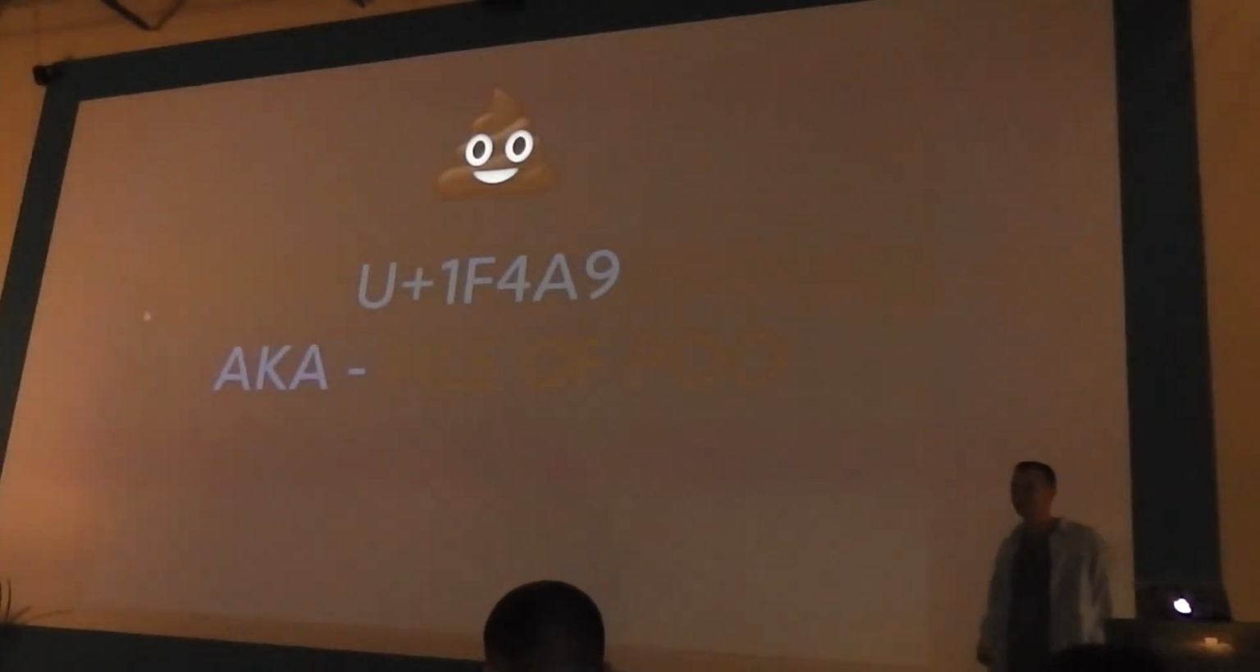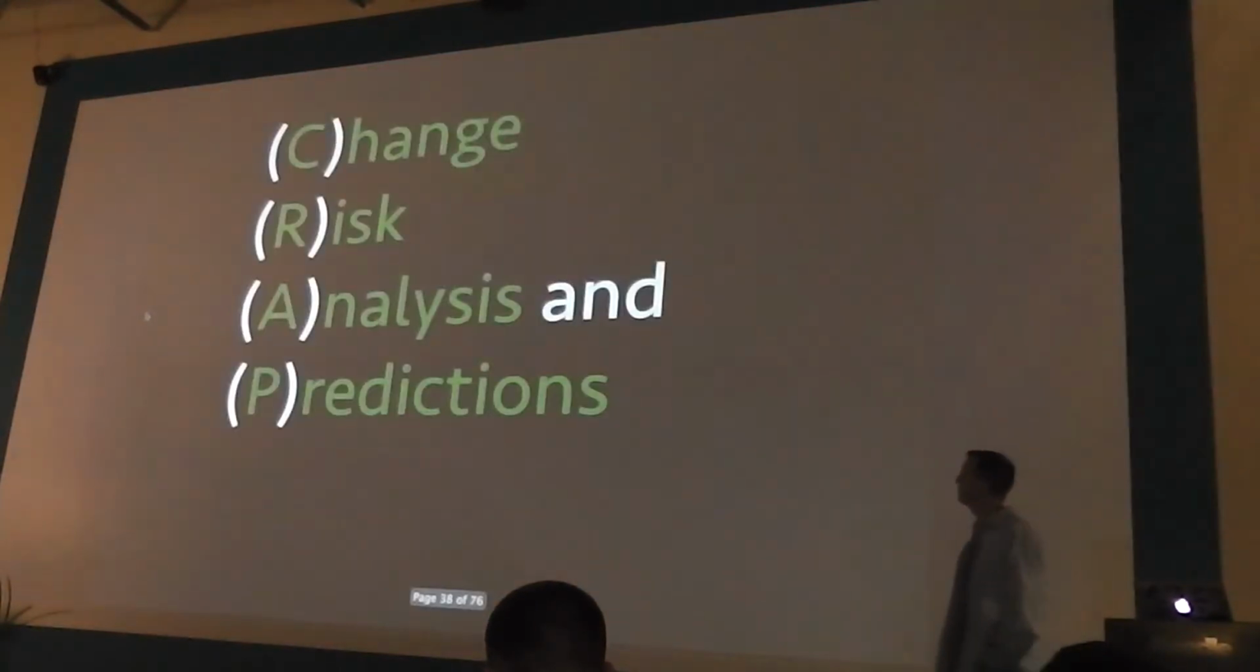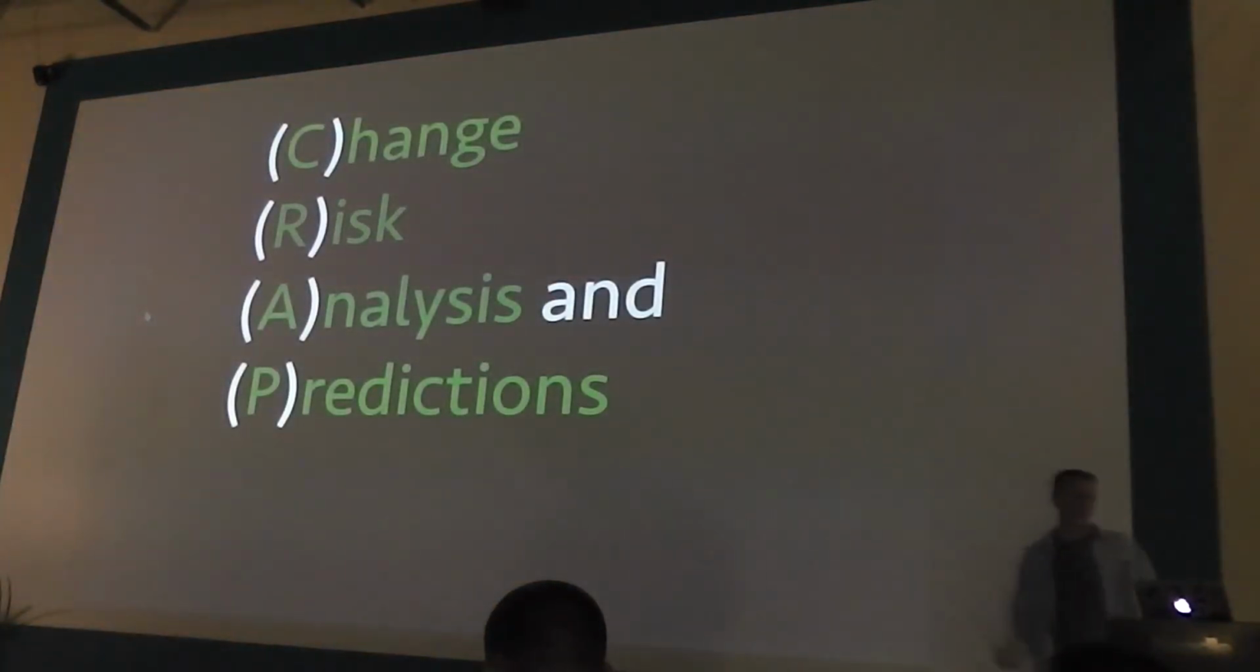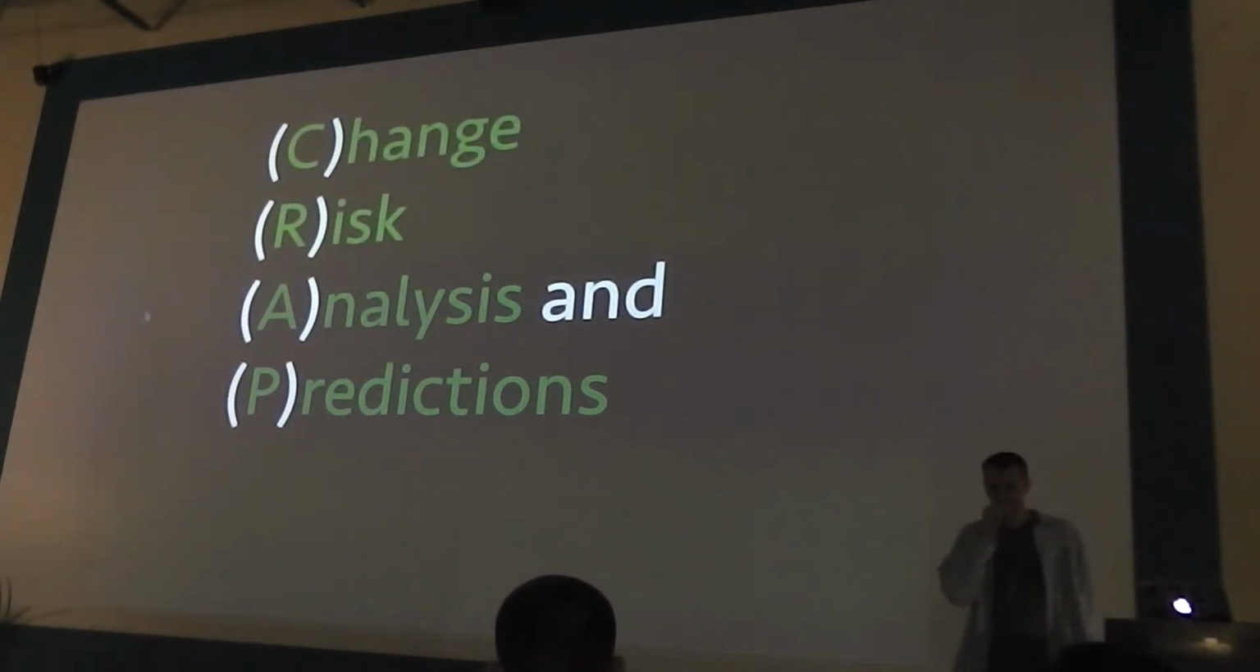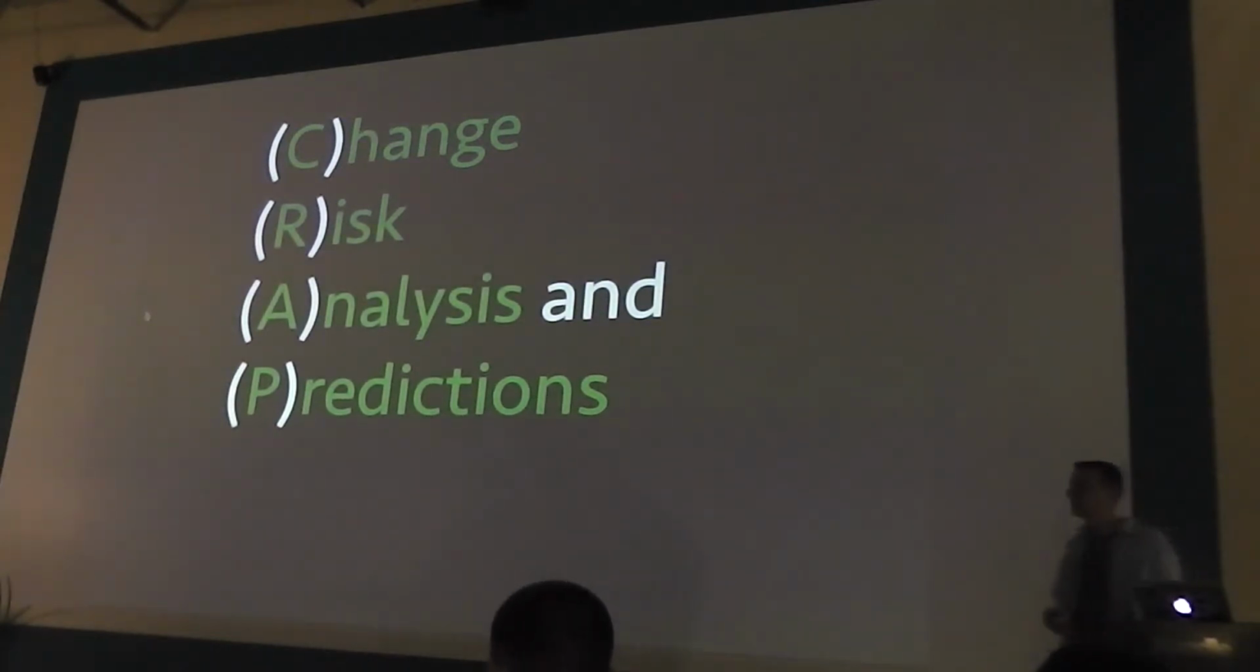Crap on your code coverage report does not involve a pile of poo. It actually stands for Change Risk Analysis and Predictions. It's one of those things where you feel like somebody just really wanted to have an abbreviation that spelled out crap.